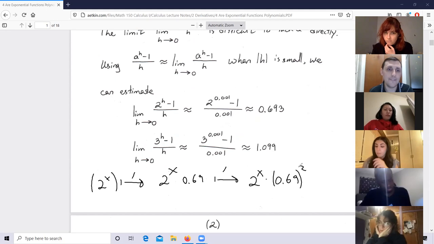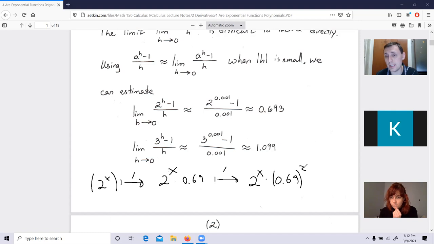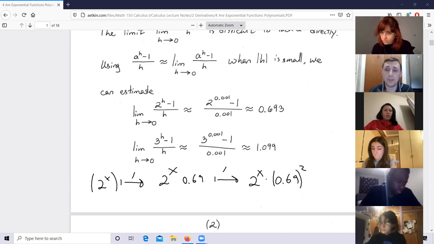Now, of course, you can try, guys. Is it easy to take 0.69 squared, or cubed, or to the fourth power? It is not as simple, right? I mean, the bigger the power, the more trouble you have. It will take you longer and longer to carry out that calculation. So it's not so pleasant to multiply by this number.